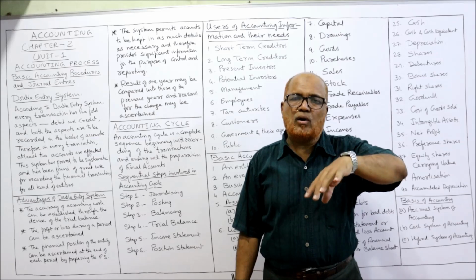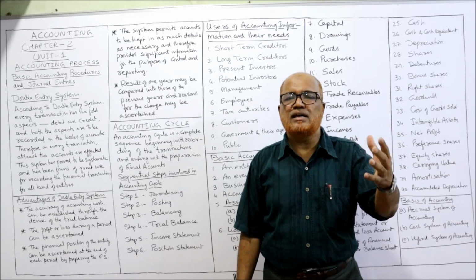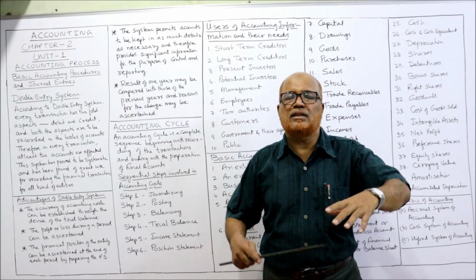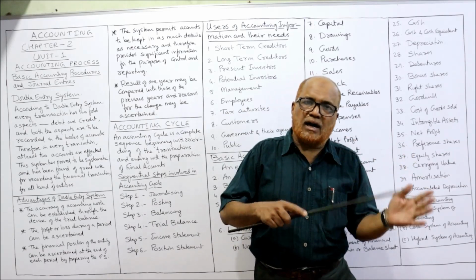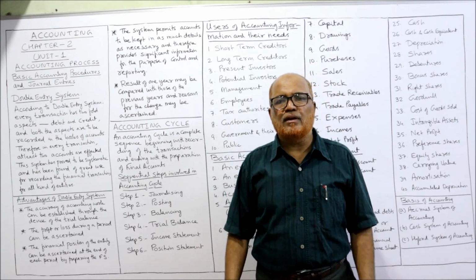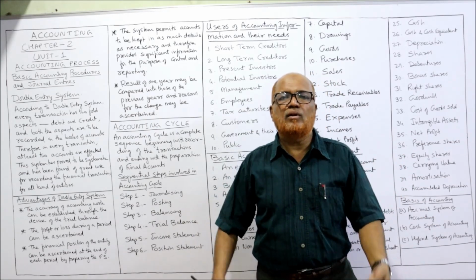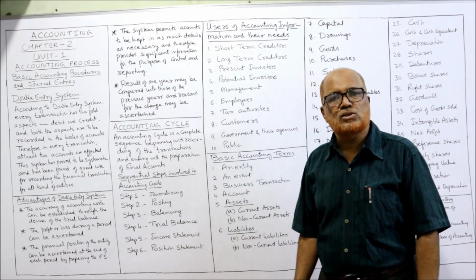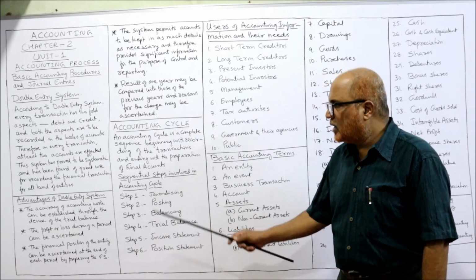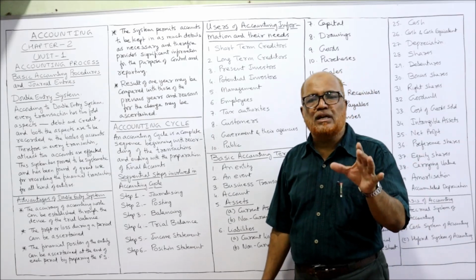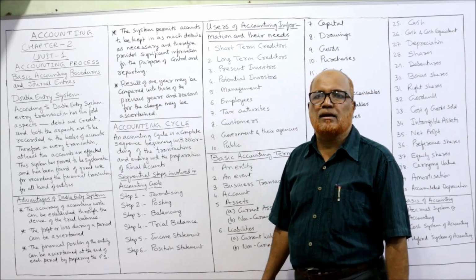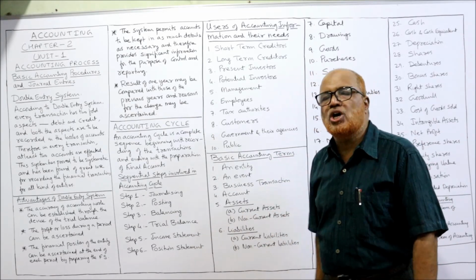That means first recording, then classification, then analyzing, then interpreting, then communicating, then preparing the financial statements, then again recording, then classifying. So this complete cycle will go on rotating. That is called the accounting cycle. Now, what are the sequential steps involved in the accounting cycle? The first step is journalizing.